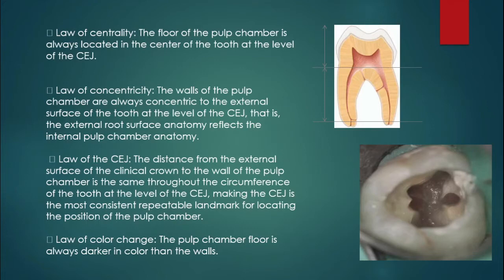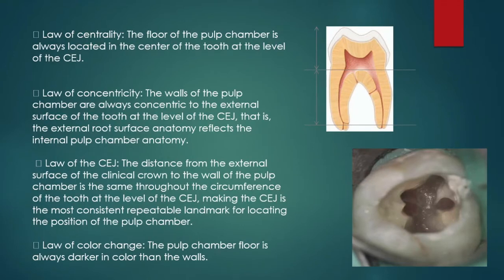The second law is the law of concentricity, which states that the walls of the pulp chamber are always concentric, which means that they are around the pulp chamber following its shape to the external surface of the tooth at the level of the cemento-enamel junction. The third law is the law of cemento-enamel junction, CEJ. It should be used as a landmark to locate the pulp chamber as it's always repeatable and consistent in its position in any tooth.